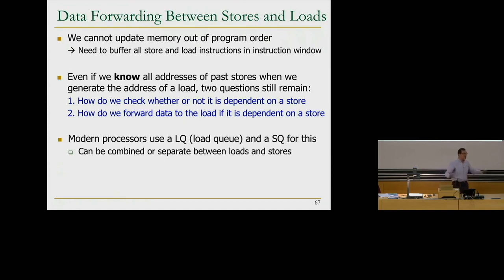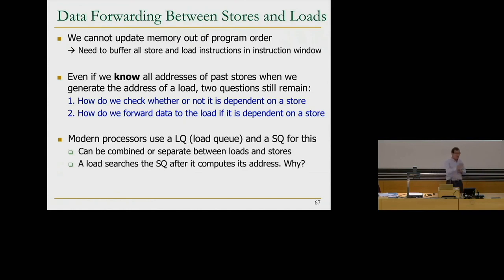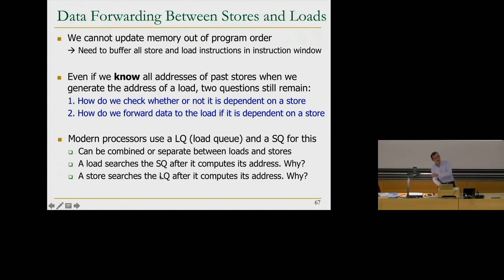These special structures are usually decoupled into a load queue and a store queue. It can be combined between loads and stores. For example, in the Pentium Pro in Intel it was called a memory ordering buffer, MOB. So you had a MOB in a processor. But you can combine or separate; basically, you have a load queue and a store queue. Whenever you produce the address of a load, you search the store queue to check if there is any store that you're dependent on, so that you can schedule the load. And a store, when it finishes execution and computes its address, searches the load queue to see if there is a load that's dependent on it.